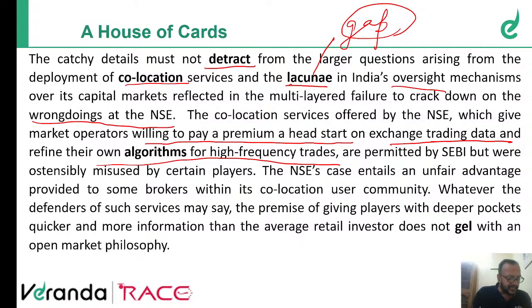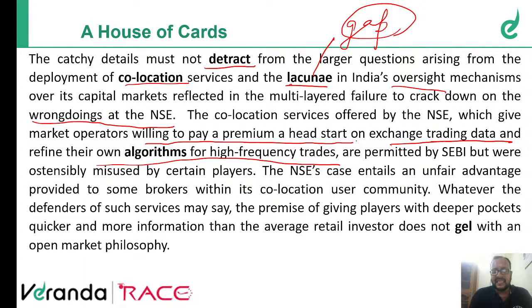So when the market players... lacuna means gap, correct, Rajeshwari, Sarkar Sankar. So what happens is, the NSE offers co-location services, which give the market operators, the market players, willing to pay a premium, a head start. Premium means they are ready to pay high amounts and are permitted by SEBI, but were ostensibly misused by certain players. So this permission was given by SEBI, but it was apparently misused by certain players of the market.